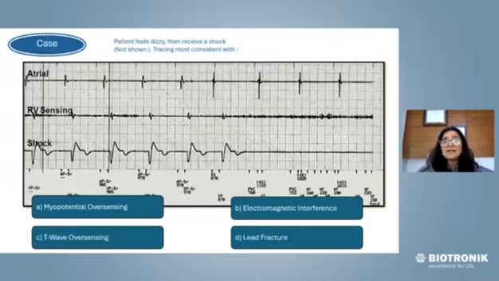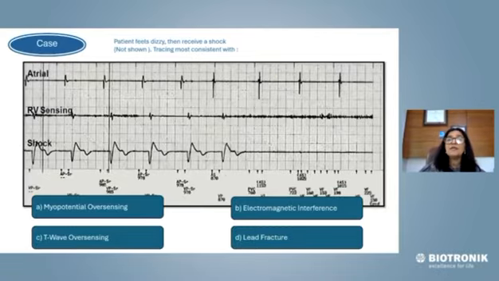Can it be a lead fracture? I told you in a lead fracture, there should be high amplitude, low frequency EGMs, not happening again. So it's not a lead fracture. Can it be an electromagnetic interference? Yes, you can think about that. Can it be an electromagnetic interference? Because I can see that there is low amplitude, high frequency EGMs on the near field EGM.